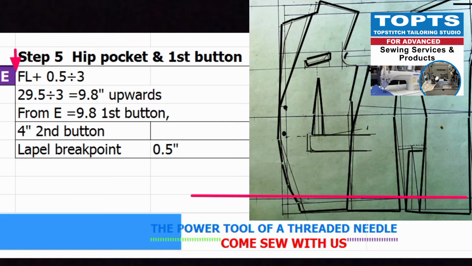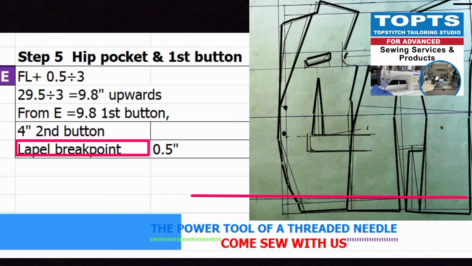Line E, now the calculation for getting the first button. You go to line E. You mark full length plus 0.5, divide by 3. That is 29.5 divided by 3, giving us 9.8 inches. Then you mark it upwards from line E. Where the 9.8 ends, that's where you locate your first button. Then the second button, from the first button you will mark 4 inches upwards. That's for the second button.